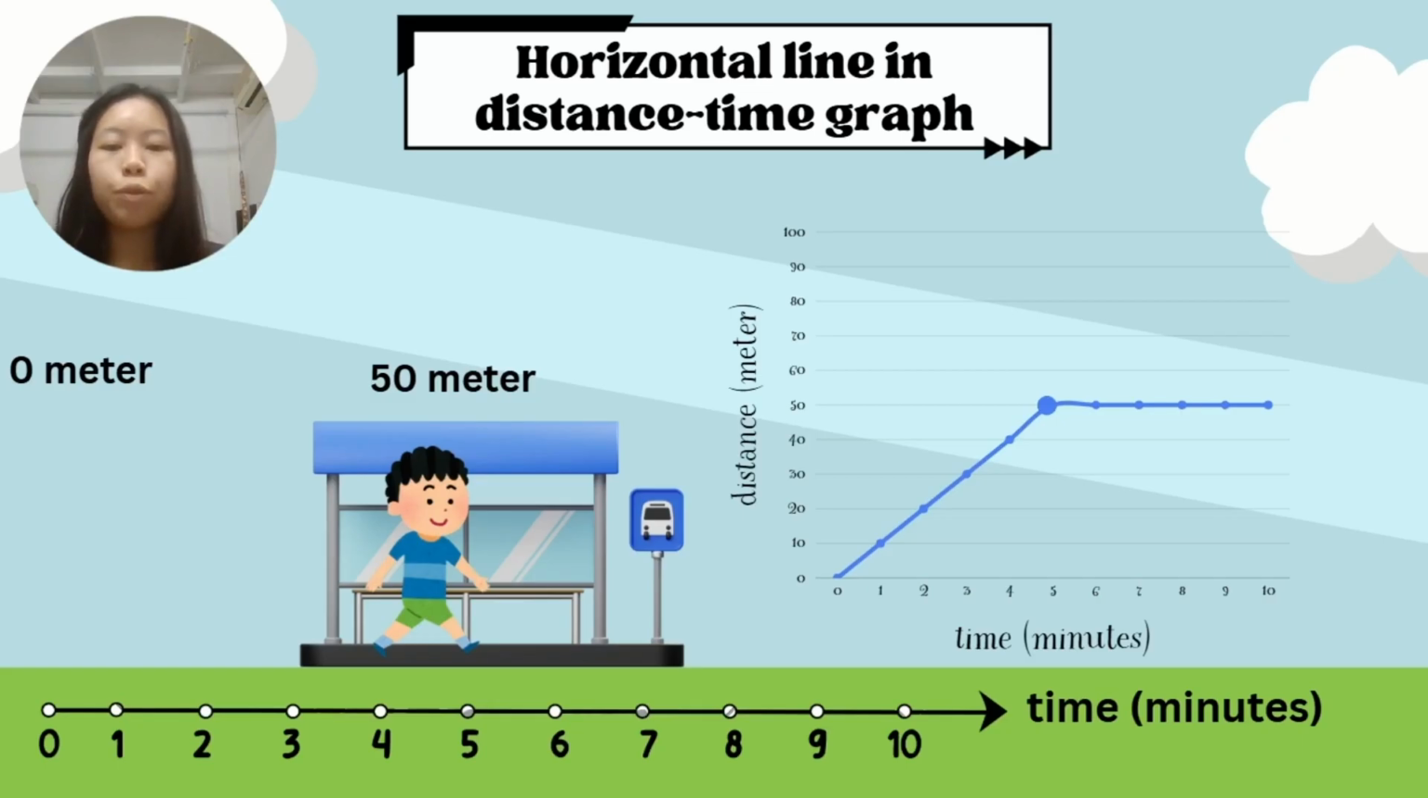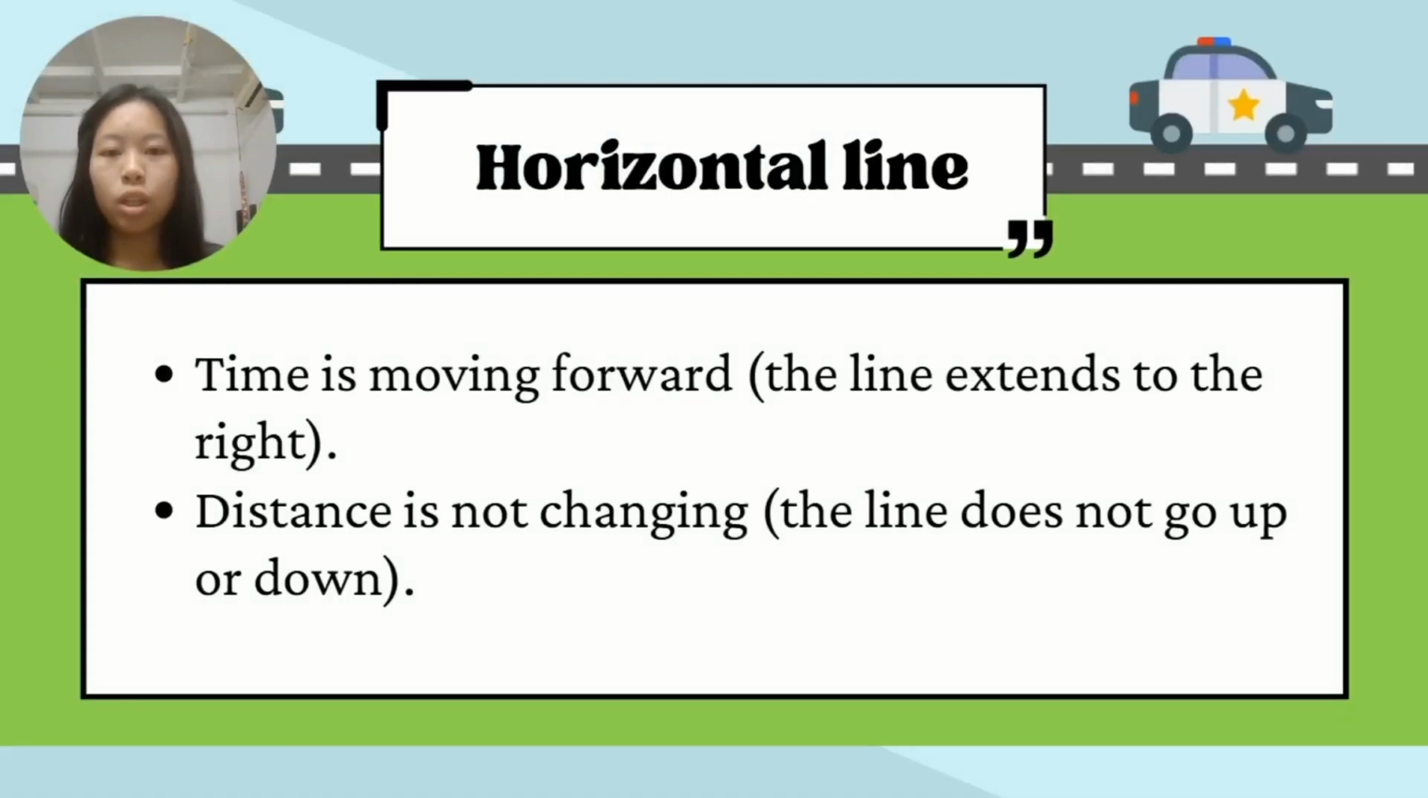However, from 5 to 10 minutes, the boy stopped at the bus stop and he didn't move. His distance does not change. Hence, the graph becomes horizontal from 5 to 10 minutes. The distance keeps the same, which is 50 meters. In conclusion, horizontal line in distance time graph means the time is moving forward. Hence, the line extends to the right. But the distance is not changing. Hence, the line does not go up or down.